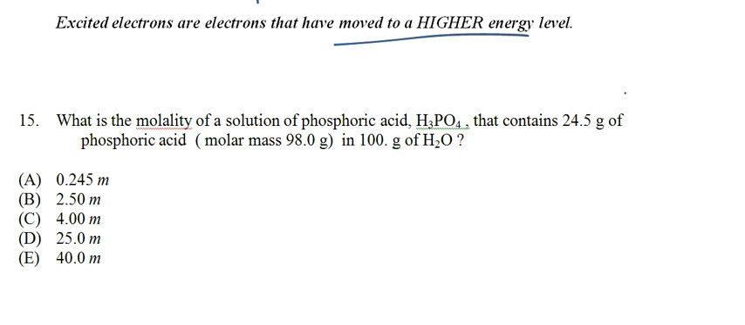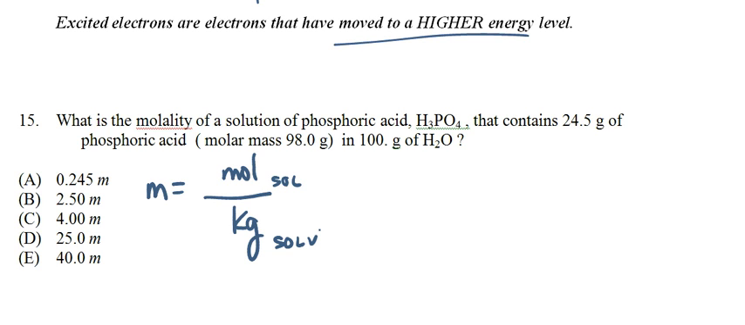15. What is the molality of a solution of phosphoric acid that contains 24.5 grams of phosphoric acid, which has a molar mass of 98, and 100 grams of solvent? Now again, recall, molality is moles of your solute over kilograms of your solvent. So we have solute and solvent. Solute gets dissolved. Solvent does the dissolving. So it looks like we're dissolving 24.5 grams of phosphoric acid, and the molar mass is 98 grams.